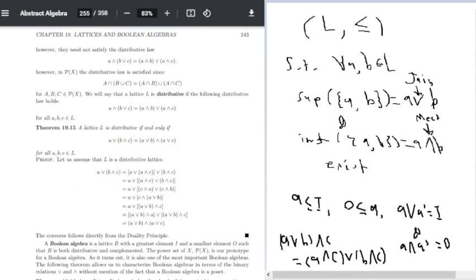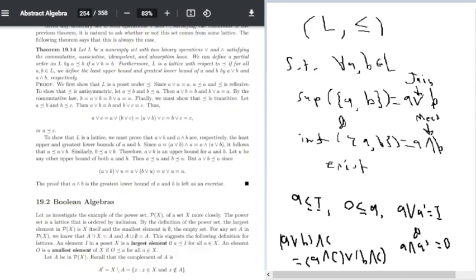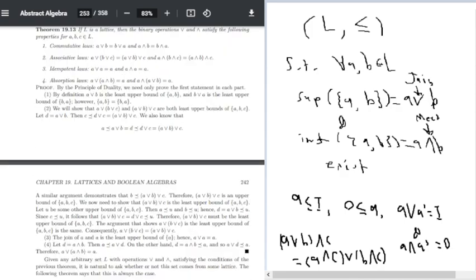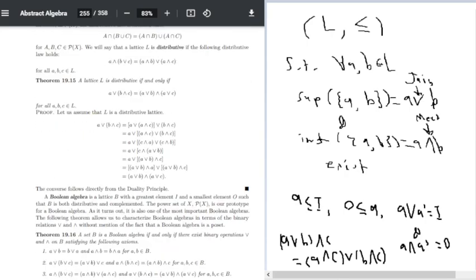Alright, before I worry about them, let me make sure I also have the idempotent laws written down. I don't think I did, and that's kind of a mistake. So yeah, commutative, associative, idempotent, absorption. Okay.